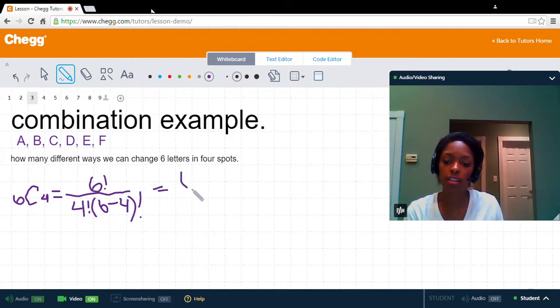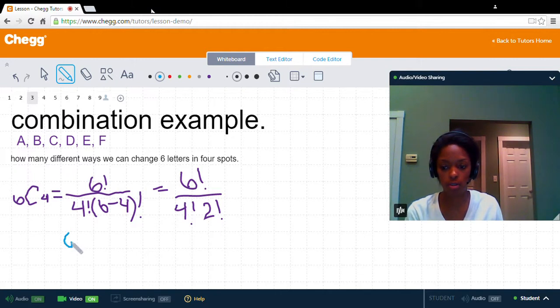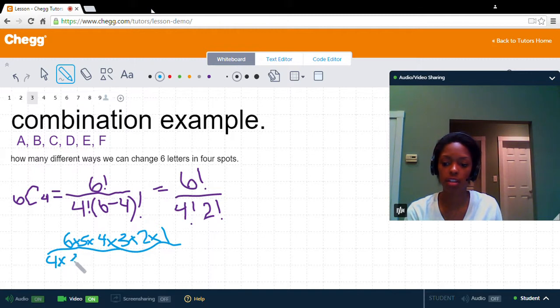Then that's going to equal 6 factorial divided by 4 factorial. Then 6 minus 4 is 2, so it's 2 factorial. And then you're going to want to break it down even more, and you're going to do 6 times 5 times 4 times 3 times 2 times 1 all over 4 times 3 times 2 times 1, and then you're going to want to break down 2 factorial, so you're going to multiply that by 2 times 1.